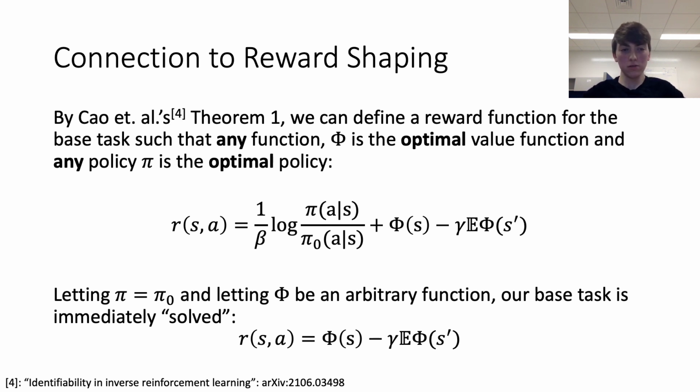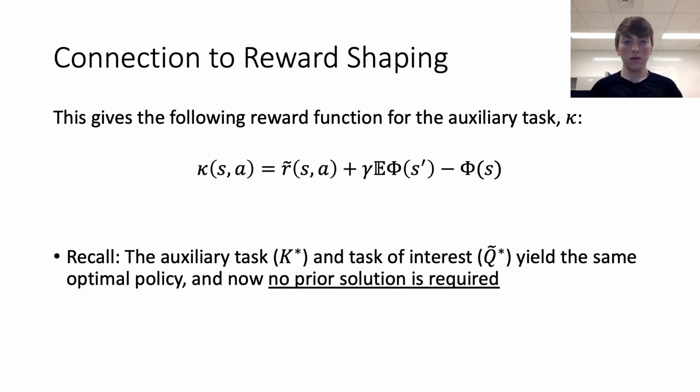This reward function has the following form. As a special case that simplifies matters, we can let pi, the optimal policy for this task, be pi 0. And moreover, we have a degree of freedom now in phi. This means that with a reward function of just phi(s) minus gamma times the expectation of phi(s'), we already have the optimal solution. The optimal solution is simply phi as a value function and pi 0 as the optimal policy. By using this reward function for our base task, we find that the auxiliary task has a reward function kappa that is simply the potential-based reward-shaped version for the task of interest.